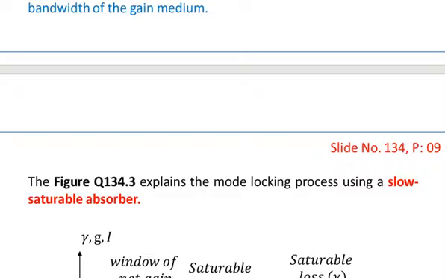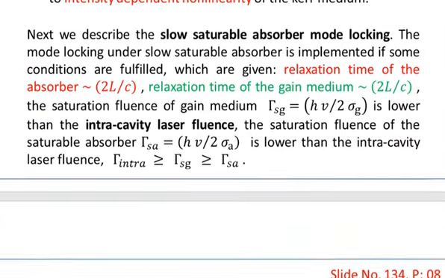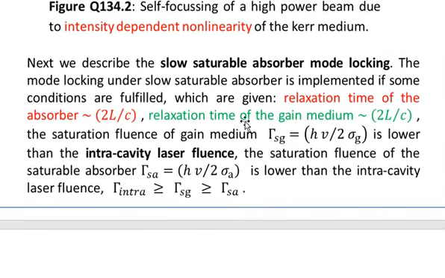Let me go through the text. I have previously talked about the fluence of the gain medium, the fluence of the saturable absorber, and the fluence of the intracavity, and this relationship must be obeyed. The second is that the relaxation time of the absorber and the relaxation time of the gain medium should be much higher.